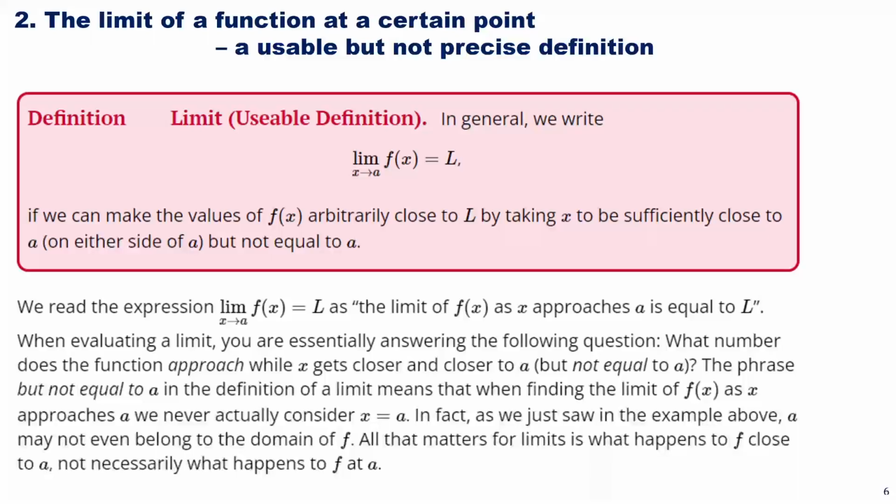Alright, so next let's have a look at an intuitive definition of limit. This definition is useful but not very strict in the sense of mathematics, but at the current stage, as long as you can understand this, you should be fine. So in general, we write the limit of f(x) when x approaches a equals L, if we can make the values of f(x) arbitrarily close to L by taking x to be sufficiently close to a on either side of a, but not equal to a.